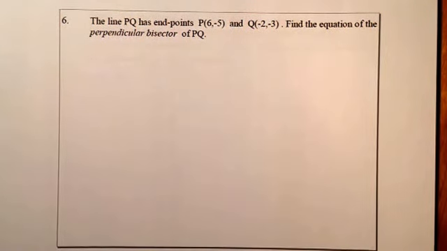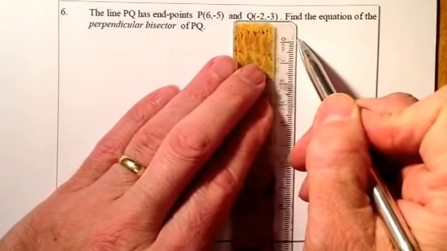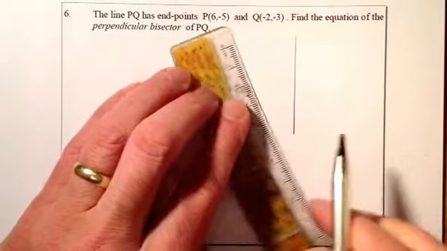Right, the line PQ has endpoints. P is (6, -5) and Q is (-2, -3). Find the equation of the perpendicular bisector. Right, let's just draw out what that should look like. Okay, so let's go for this here.